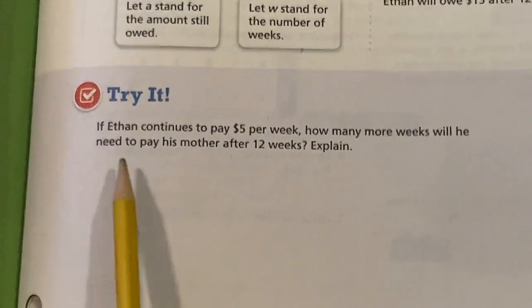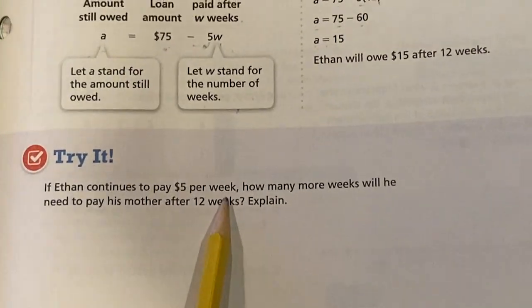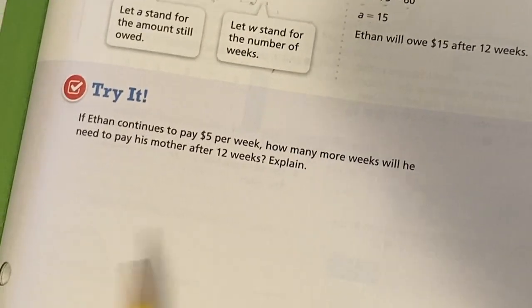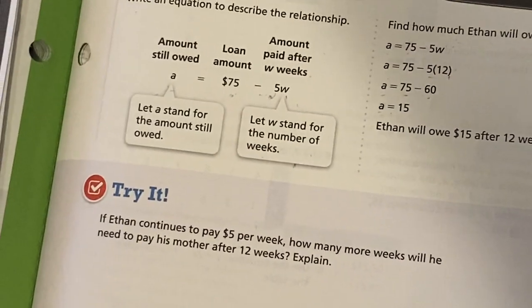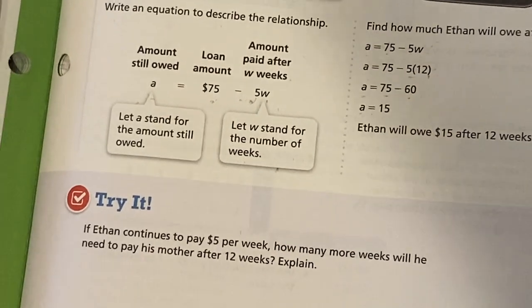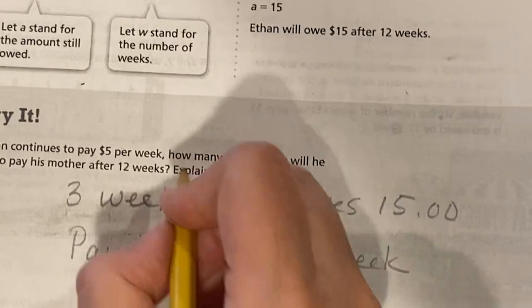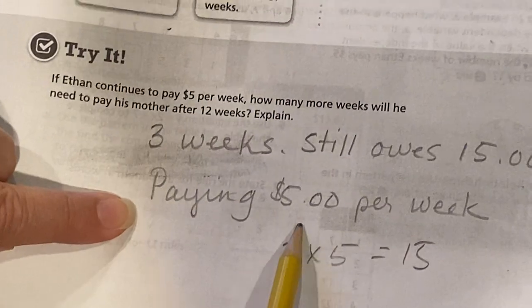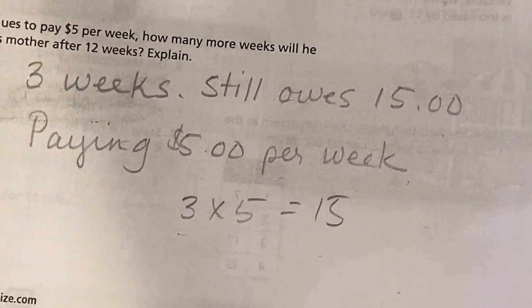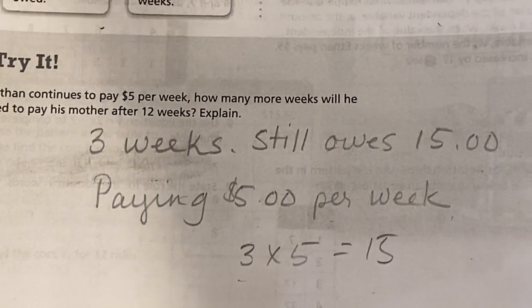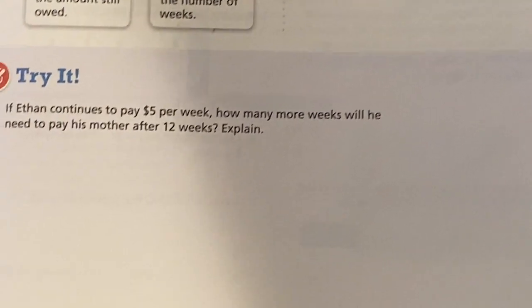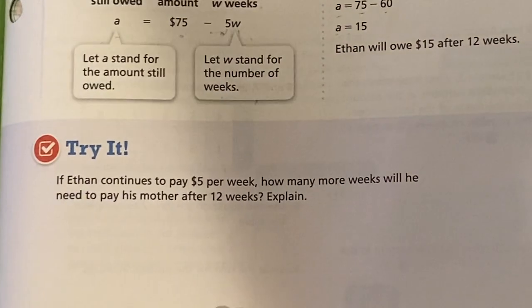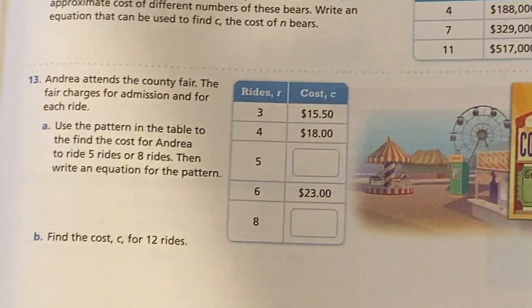Okay, say it with me. Try it. If Ethan continues to pay $5 per week, how many more weeks will he need to pay his mother after 12 weeks? He still owes $15. Okay. 3 weeks. He still owes $15, paying $5 per week. 3 times 5 equals 15. Okay? All right. Let's take a look at the last page for today, page 236.